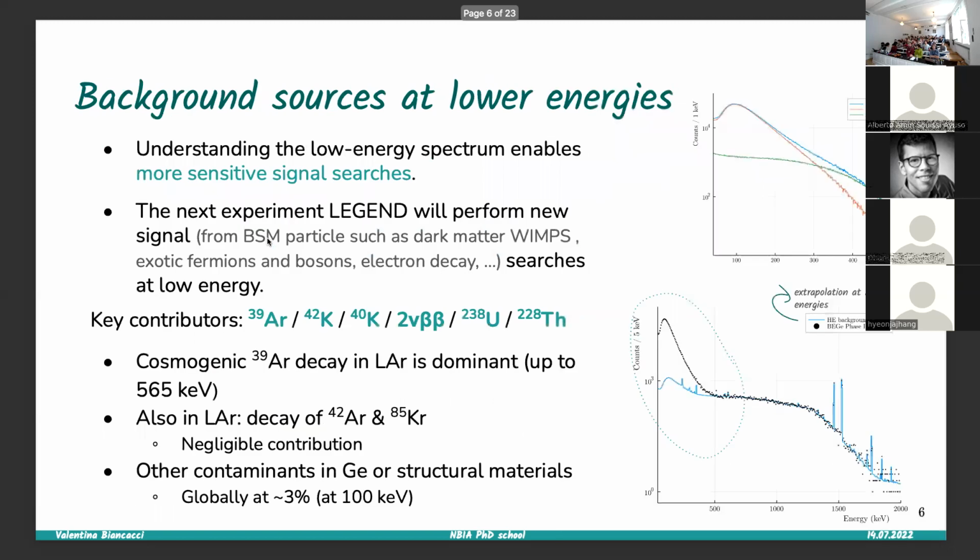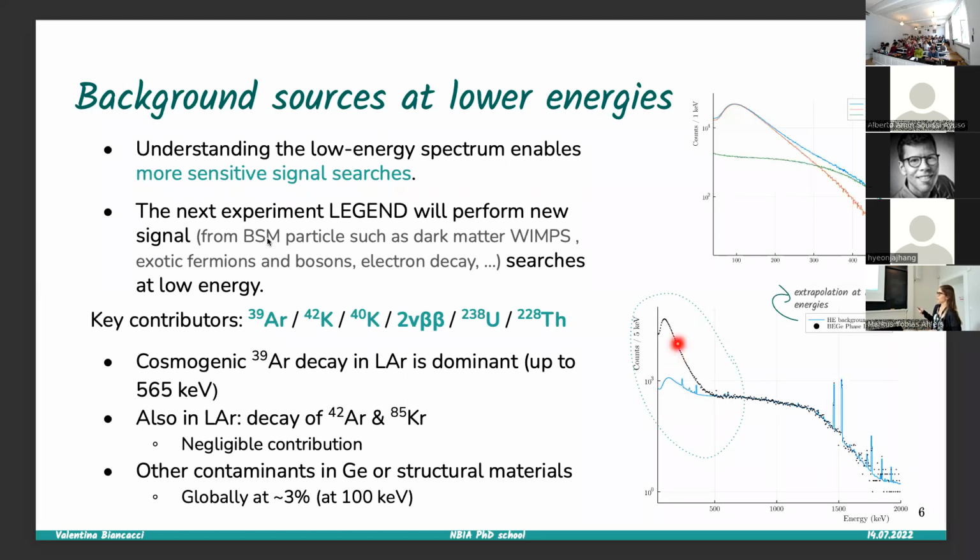So what happens at lower energies? We expect the lower energy to be dominated by argon-39. The argon-39 isotope comes from the liquid argon around the detectors. And then we have, of course, other isotopes and again the double beta decay. Here you can see the model of the background for GERDA that was extrapolated to lower energies.